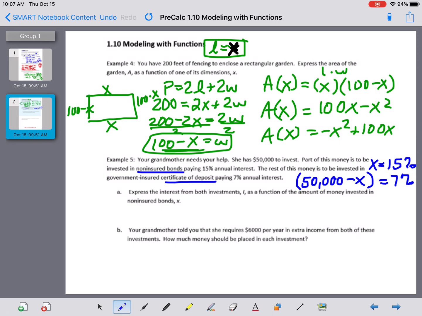So it says for A, express the interest from both investments, I, that's going to be my function, as a function of the amount of money invested in the non-insured bonds. And I guess good thing we put x on the non-insured because that's what it told us to, and I didn't look ahead. Okay, I of x. I'm going to get 15%, and this time I will go for that decimal, of x plus 0.07 of the 50,000 minus x. So that's going to be the interest I earn off of this money.